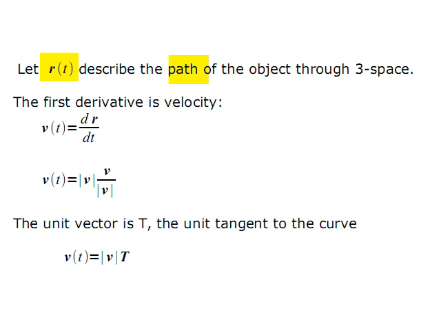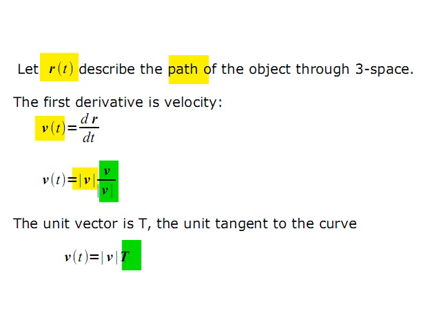So when I take the first derivative of R, I do indeed get the velocity. This is not necessarily a unit velocity, so I'm going to separate it out as magnitude and unit vector. This unit vector is the tangent to the curve. So the velocity equals the speed times the tangent to the curve. This is your linear velocity.